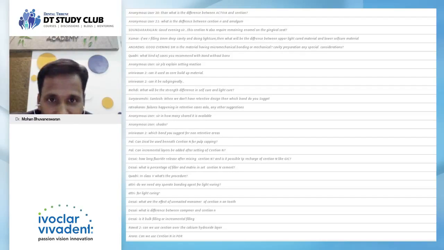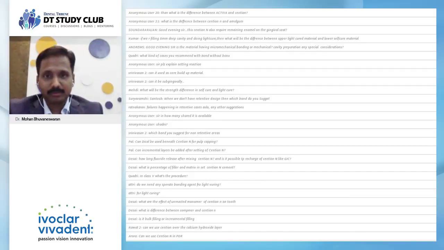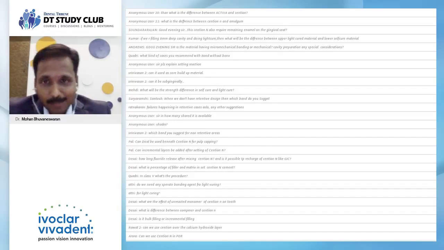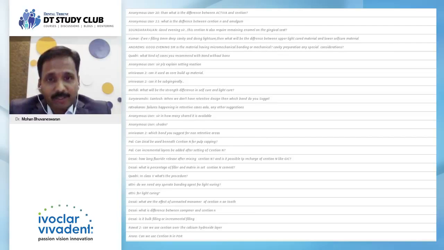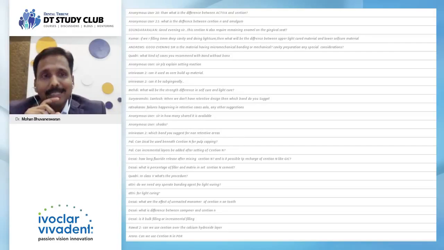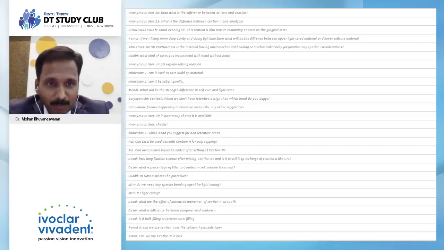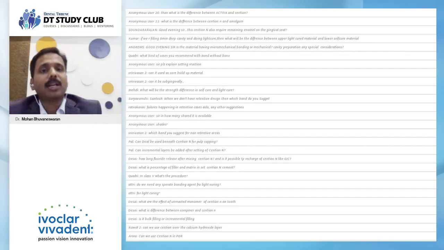The next question was, does Cention also require remaining enamel on the gingival seat? I think during the lecture you heard me say no problem. If you also saw my clinical picture, no problem if there is no enamel in the gingival seat. Dentine can be there because we are not talking about a bonded restoration. We are talking about an unbonded restoration.